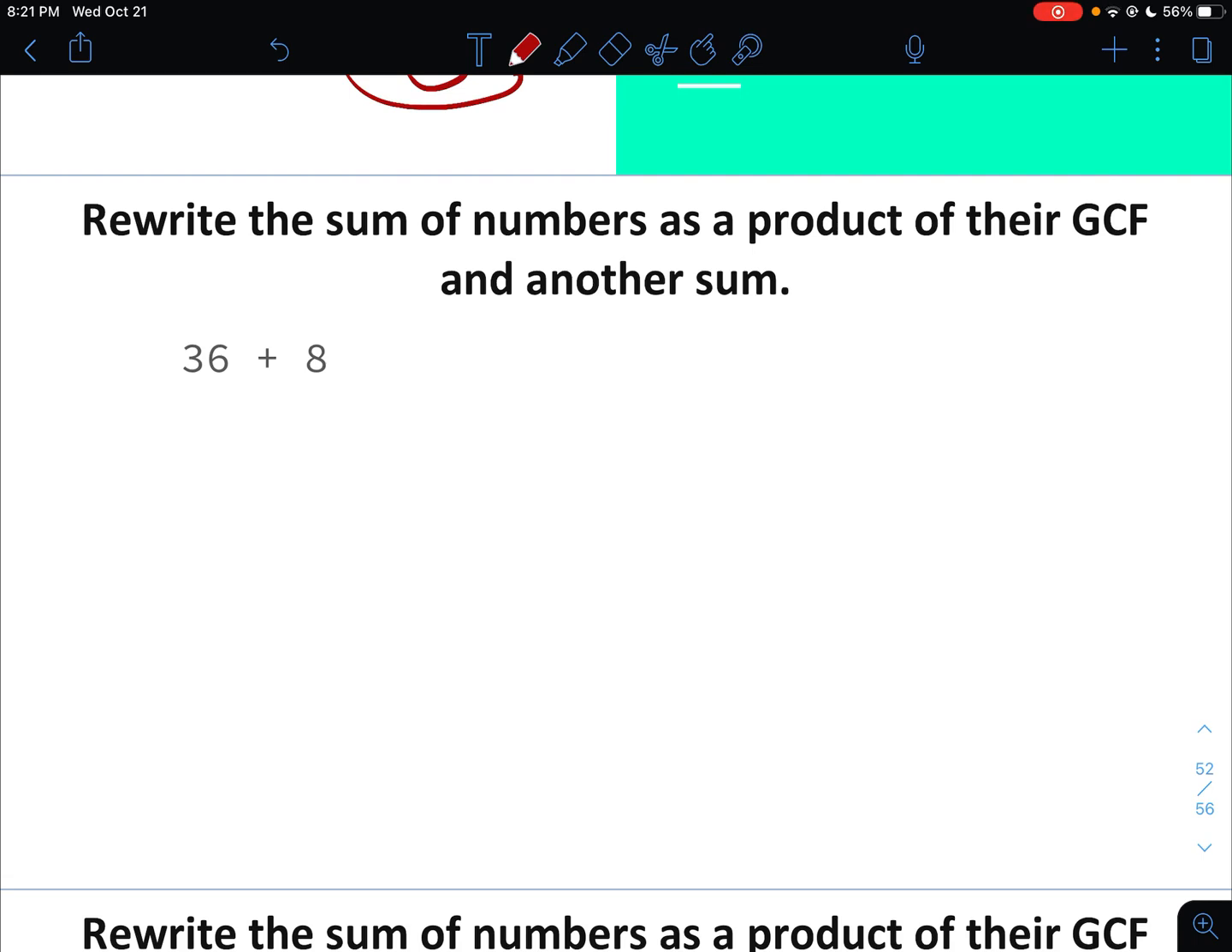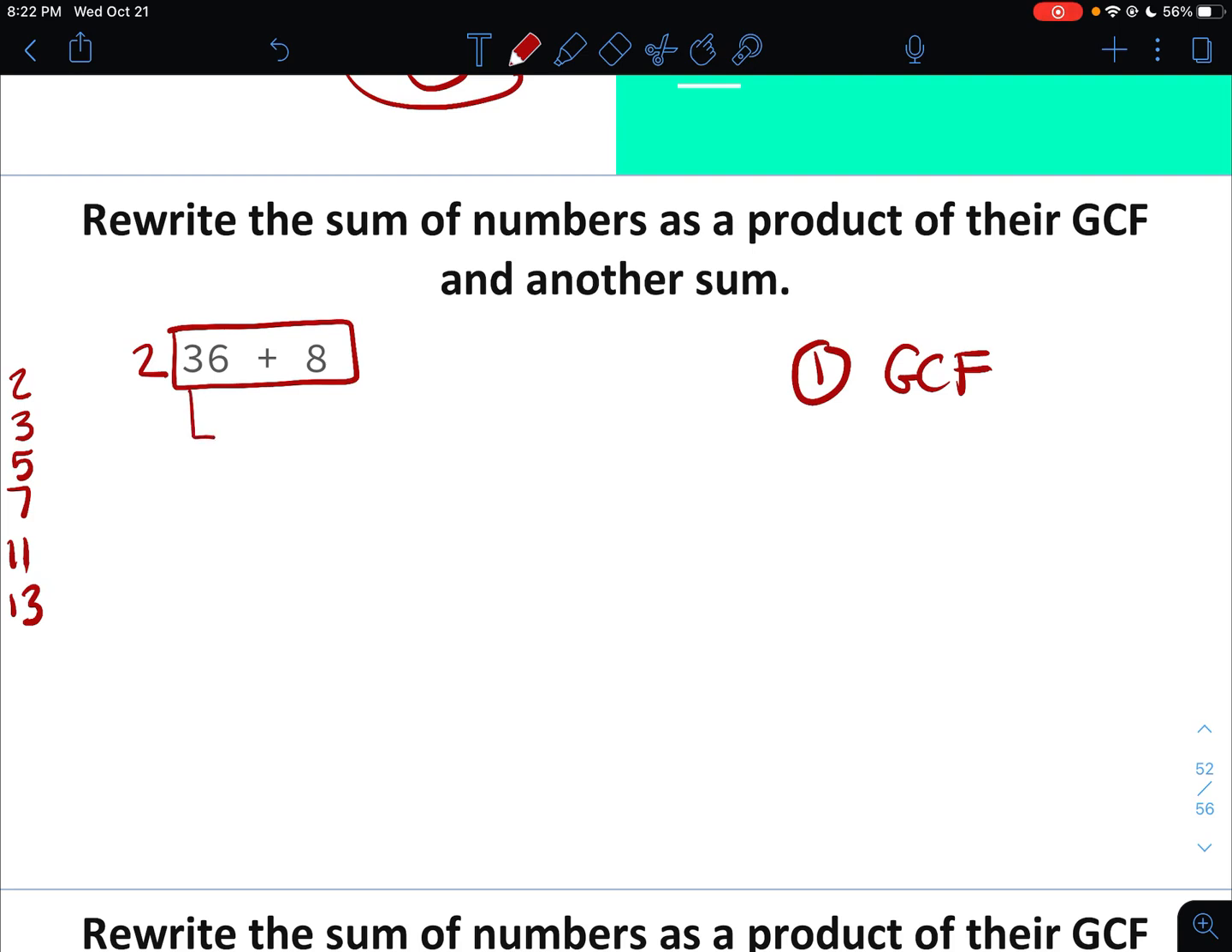Okay, so this one, I kind of took away the steps of what to do, so we're going to do them together. I want you to rewrite the sum of 36 plus 8 as a product of their greatest common factor and another sum. So the first thing you're going to do, step 1, is to find the greatest common factor. So we're going to use our cake, prime numbers 2, 3, 5, 7, 11, 13. So 36 and 8 are both divisible by 2.